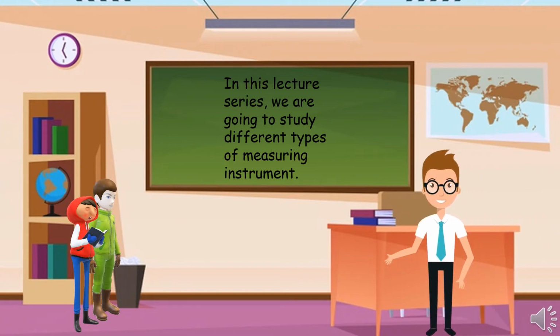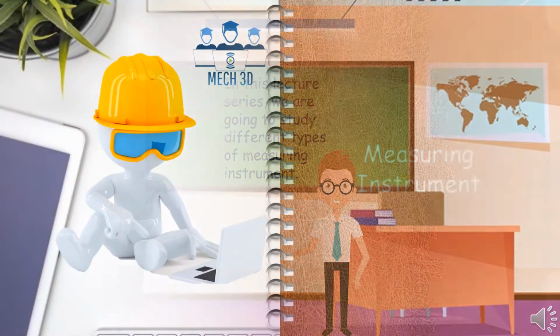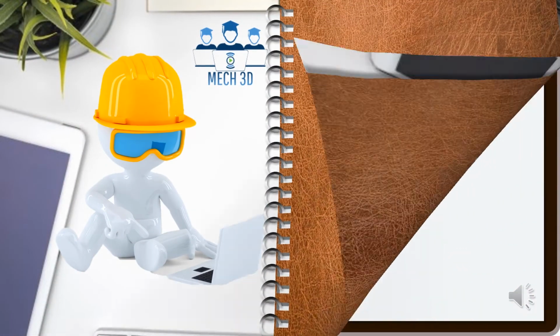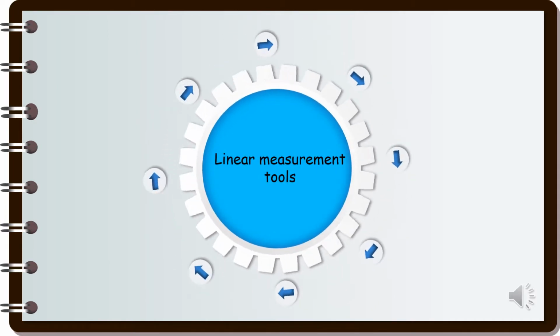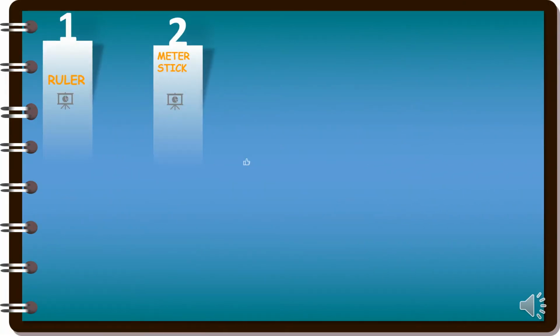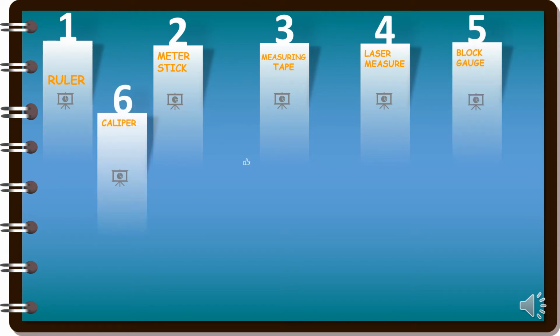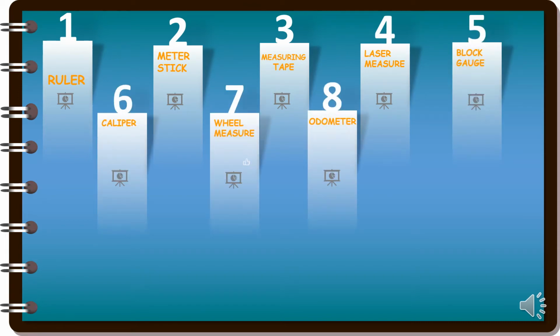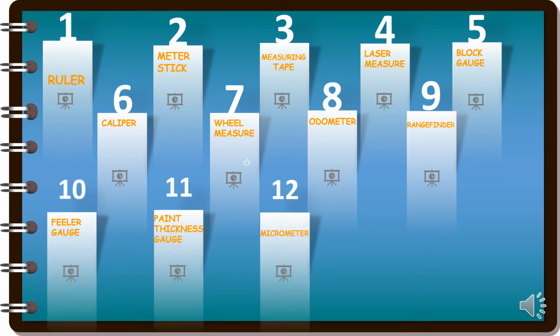In this lecture series, we are going to study different types of measuring instruments. There are a lot of measurement tools or instruments, but we are going to discuss only linear measurement tools. Linear measuring tools include ruler, meter stick, measuring tape, laser measure, block gauge, caliper, wheel measure, odometer, rangefinder, feeler gauge, paint thickness gauge, micrometer, altimeter and dial bore gauge.